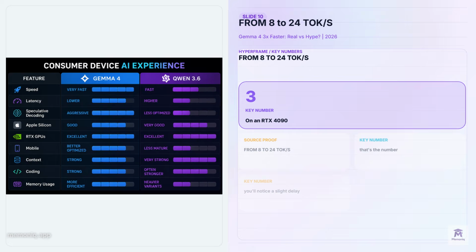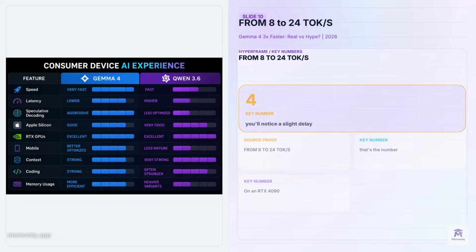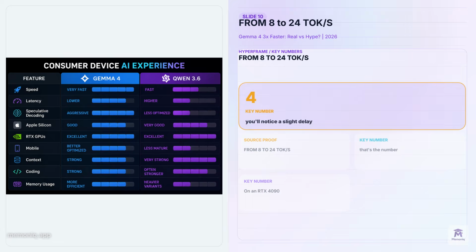On Apple M4 Max, we don't have an exact number from Google, but applying the 2.5x multiplier to the baseline suggests something in the 18 to 20 tokens per second range. That's solidly above reading speed. Good experience. On a mid-range laptop GPU, think RTX 4060 mobile or similar, you're probably looking at 8 to 12 tokens per second. That's usable for occasional queries, but for anything interactive, you'll feel the lag. This is where quantization becomes your friend.